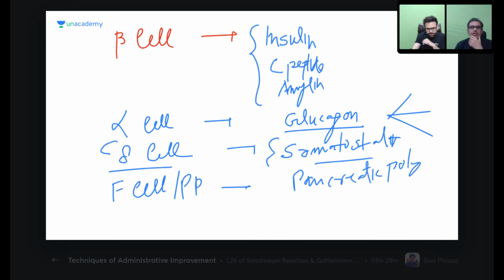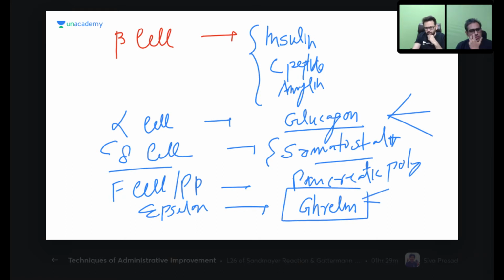Pancreatic polypeptide. Then comes your favorite epsilon. So what is released from epsilon cell? Nowadays, a lot of questions come from this hormone. Ghrelin hormone. Very good. Can anyone tell me one or two functions of ghrelin hormone?